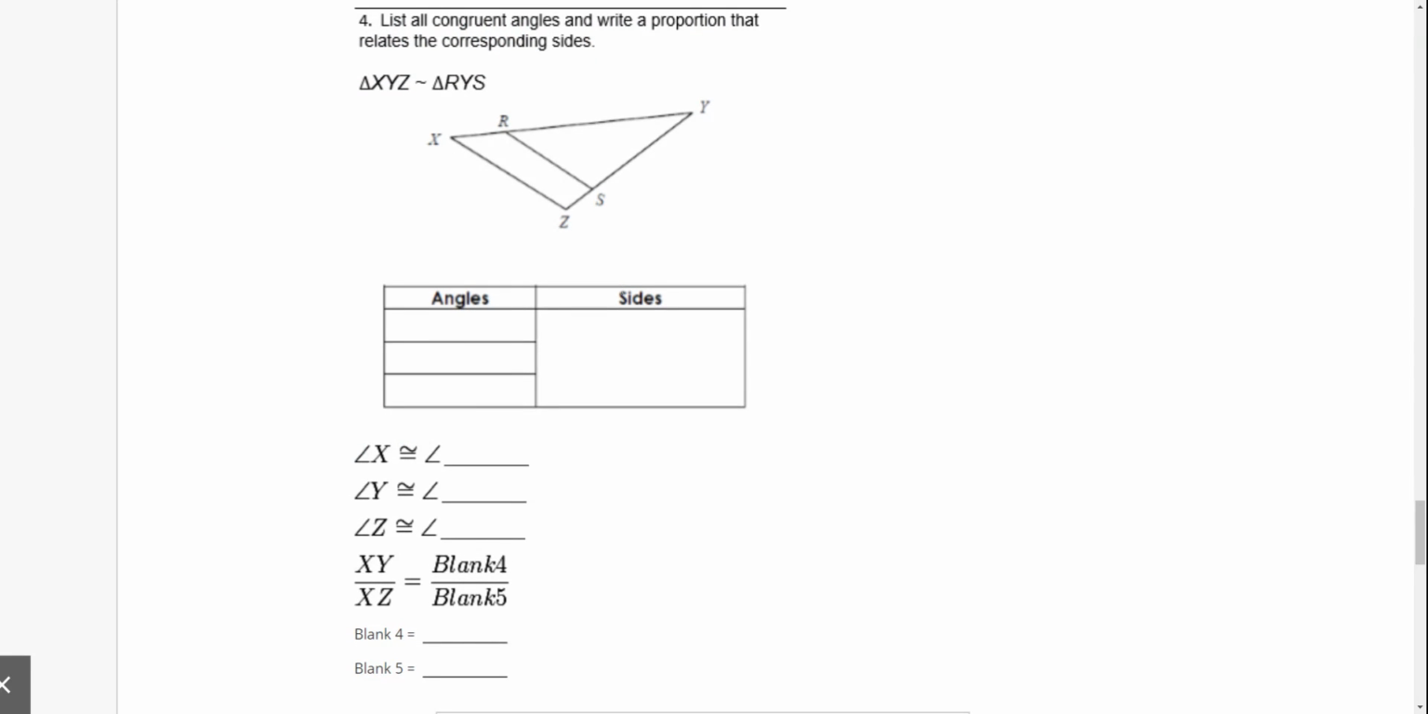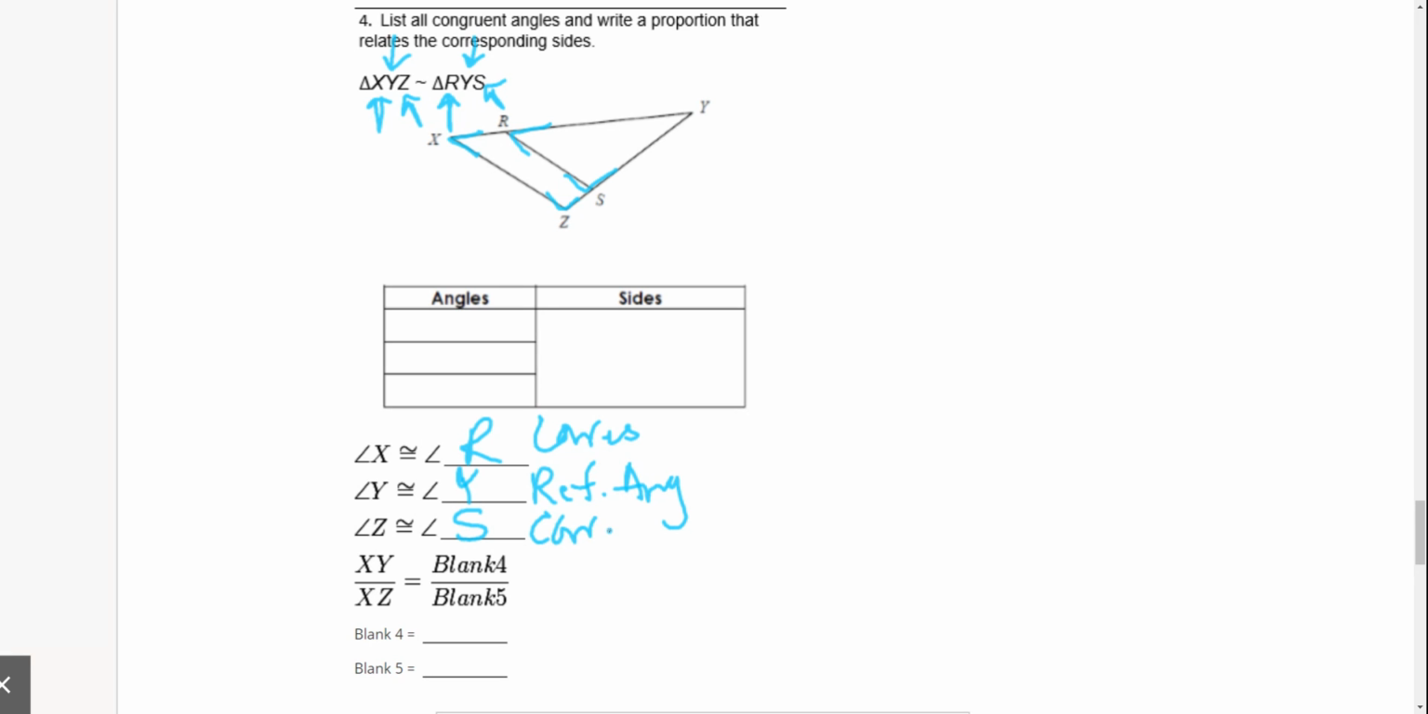This looks like a lot, but it really is an easy question. What angle corresponds to X? R. And what angle corresponds to Y? Y. They're called reflexive angles, right? Because they occupy the same space. X, by the way, is corresponding. I'm sliding the X onto the R. And then what goes with the Z? S. And those are also corresponding. I'm just sliding them down a line.